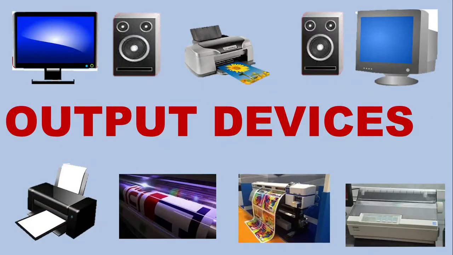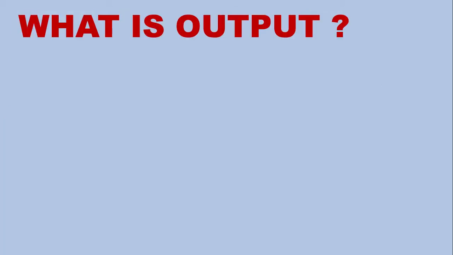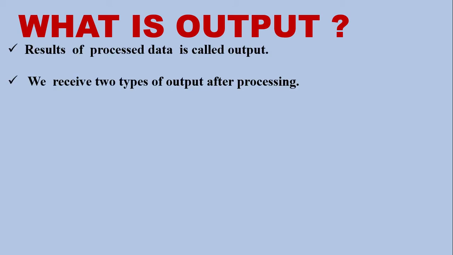In this lesson, we will learn about different output devices of computer. So first of all, what is output? Results of processed data is called output. We receive two types of output after processing: soft copy output and hard copy output.